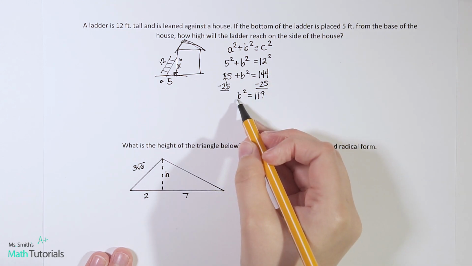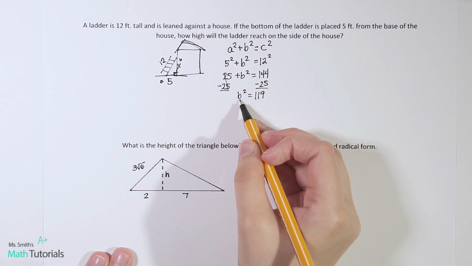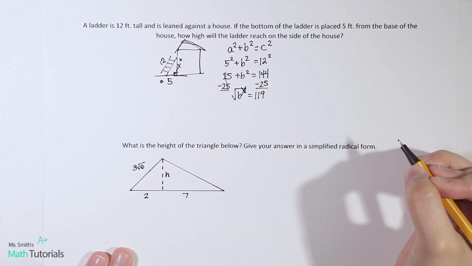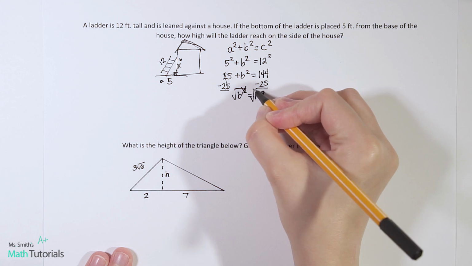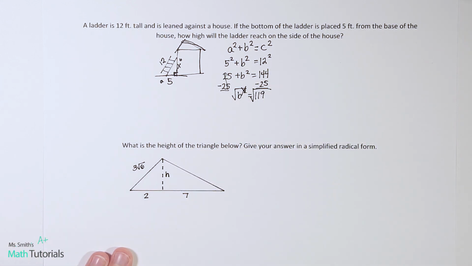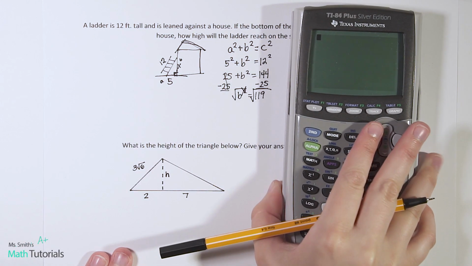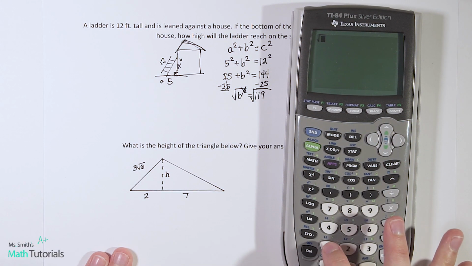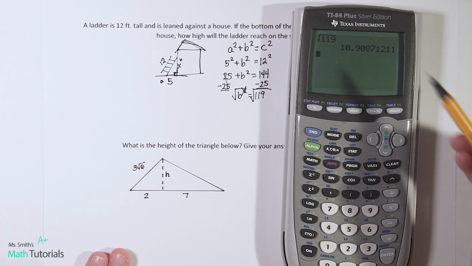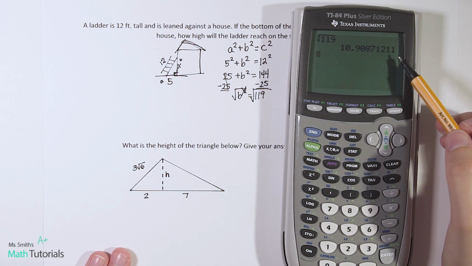But remember, I don't want to know b squared. I want to know just b. So I need to take the square root to make that little 2 go away. If I do that to one side, I have to do it to the other. So let's see if I can get the square root of 119. Let's see if it's a perfect square. And look, it's not a perfect square.